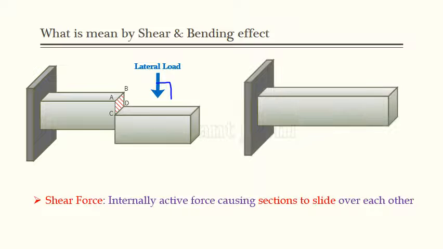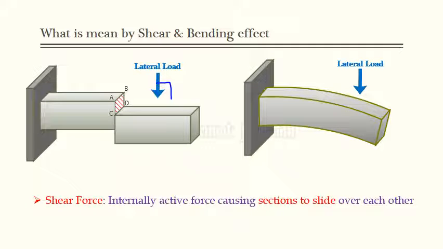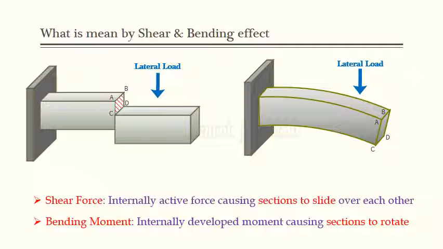Now let us consider the same member subjected to the same lateral force, but now the effect is different. The second effect may be something like this. Observe that the member bends, and whenever any member bends, the portion ABCD, this particular section, is rotated. Initially it is in the vertical plane, but now it is inclined. That inclined effect or rotation effect of the section is called bending action. So bending moment is nothing but internally developed moment causing sections to rotate.